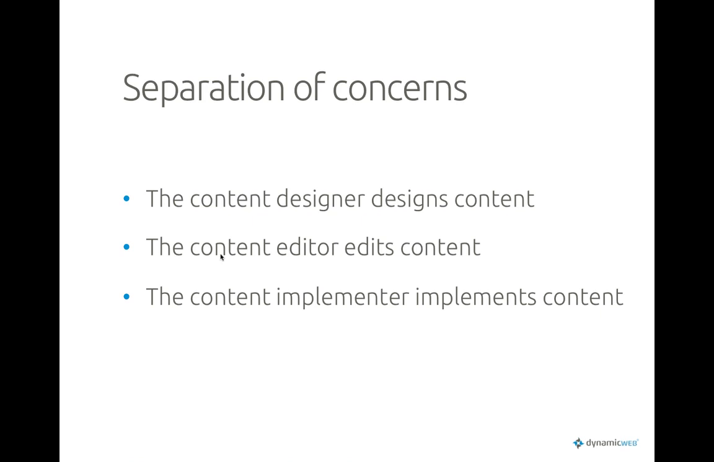Finally, the content implementer implements content, and the content implementer, that's a front-end developer that uses the properties of the content to render it and precisely control the rendering in the front end. And because we're using properties on items, we can make the item look one way on a desktop website, and if we have a mobile website as well, we can make the content look completely differently, because we have full control over how we render the item-based content in the front end.